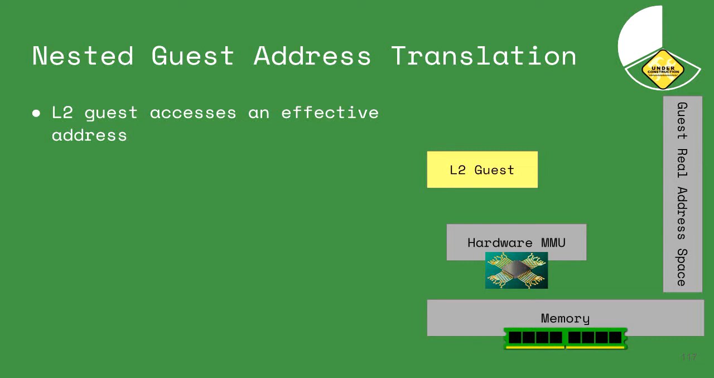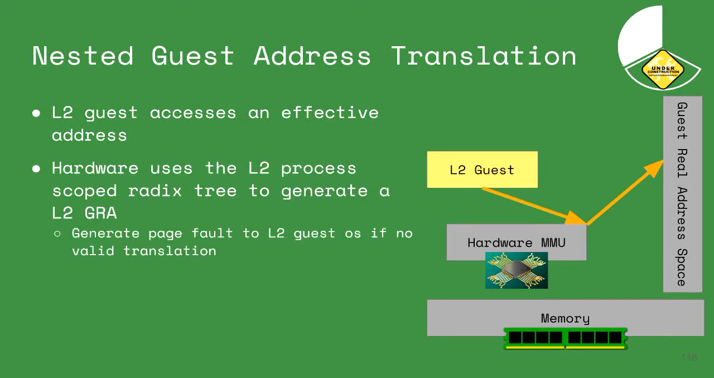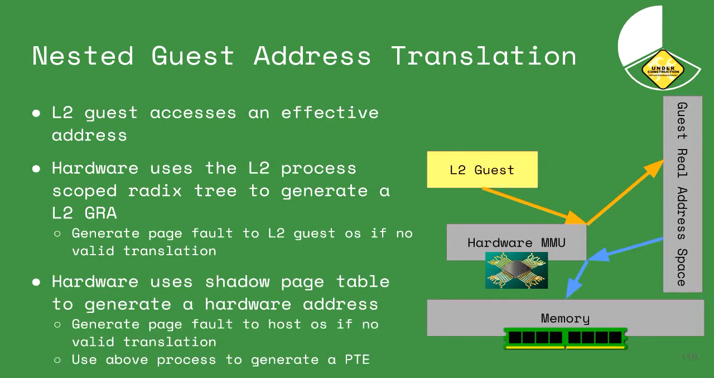So just a quick overview in case that went by a bit too quickly. A level 2 guest accesses an effective address, and the hardware MMU uses the level 2 process scoped radix trees to generate a level 2 guest real address. That then goes back through the hardware MMU again and is translated through our shadow page tables, which we set up for our nested guest, into a hardware address or host real address used to access our memory.